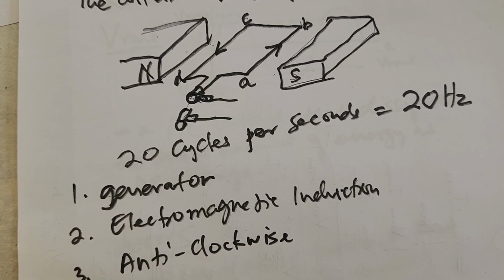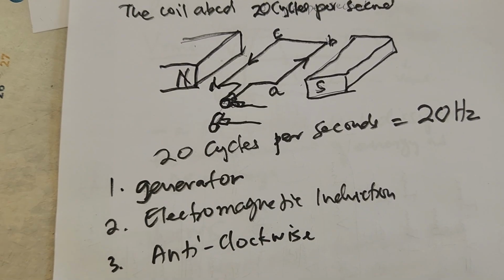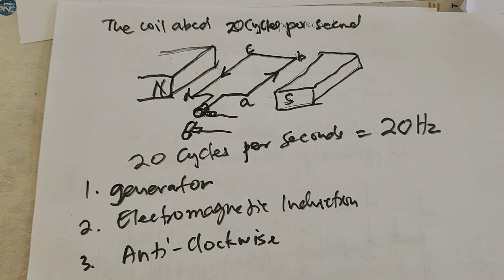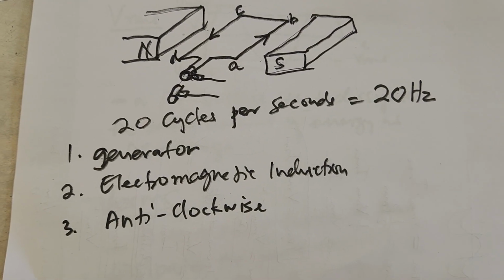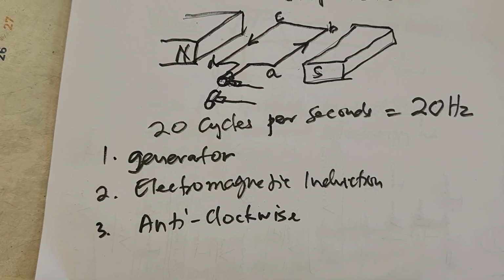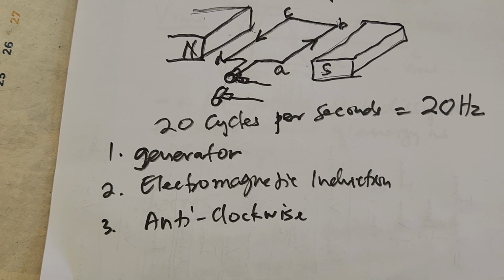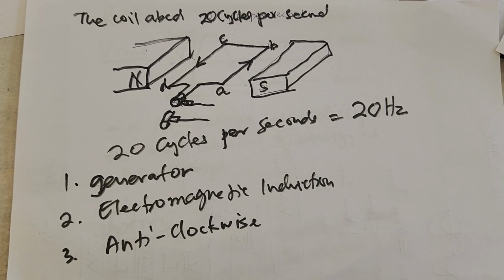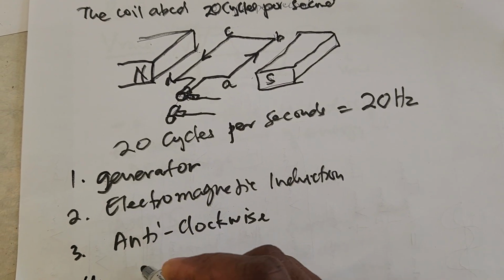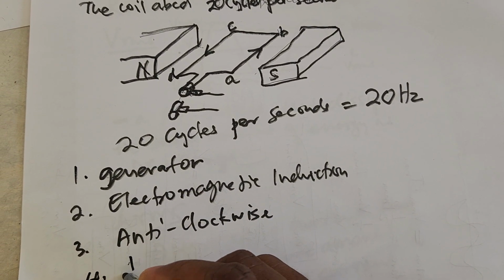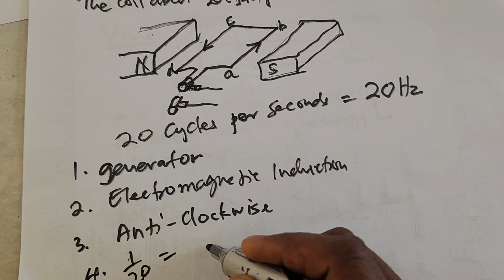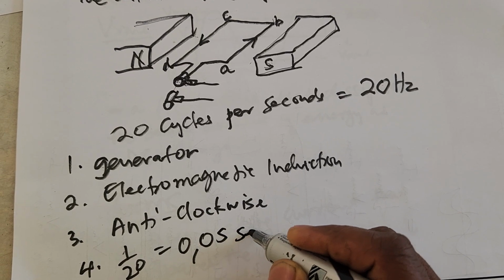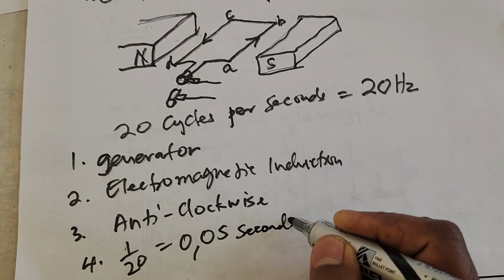Now, the next question: how long does it take the coil ABCD to complete one rotation? What is the period of this one? We know the period equals 1 over frequency, which is 1 over 20, which will be 0.05 seconds. That is the answer.